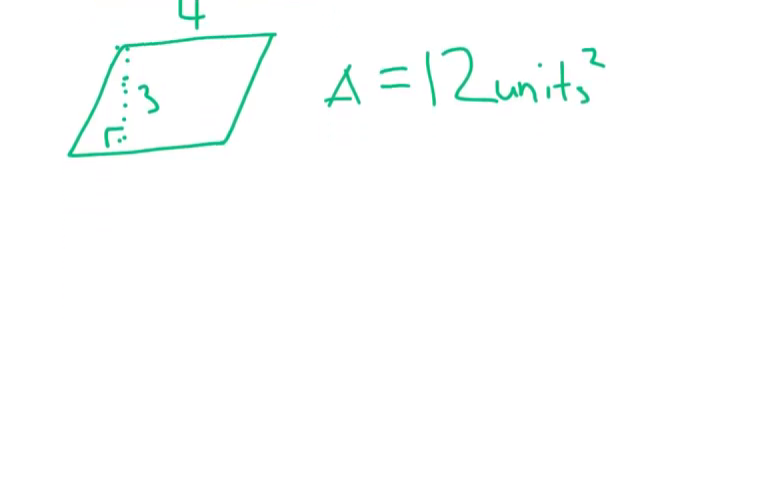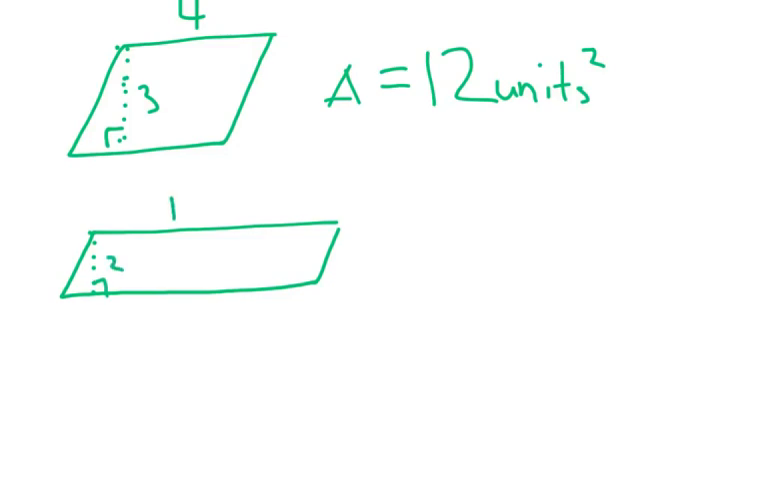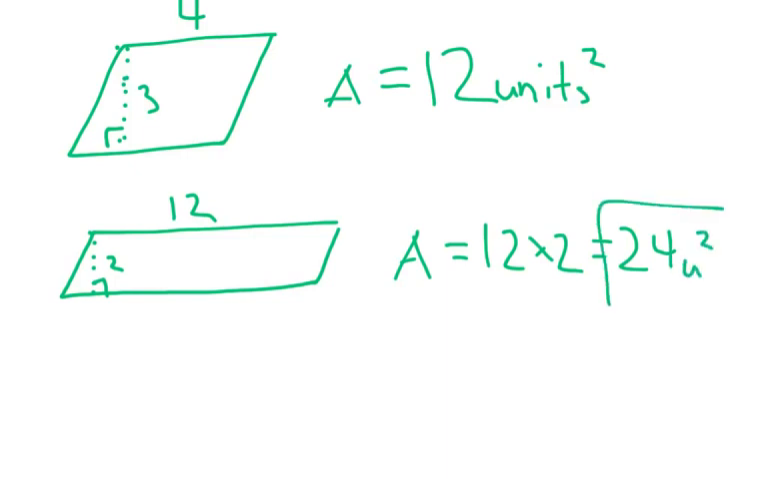Let's do one more example for good measure. This time let's make it really long but narrow. So let's say that's 2, and this is 12. The area, you just take the length times the width, 12 times 2, and that's 24 units squared. So that's a parallelogram. The next shape is a rhombus.